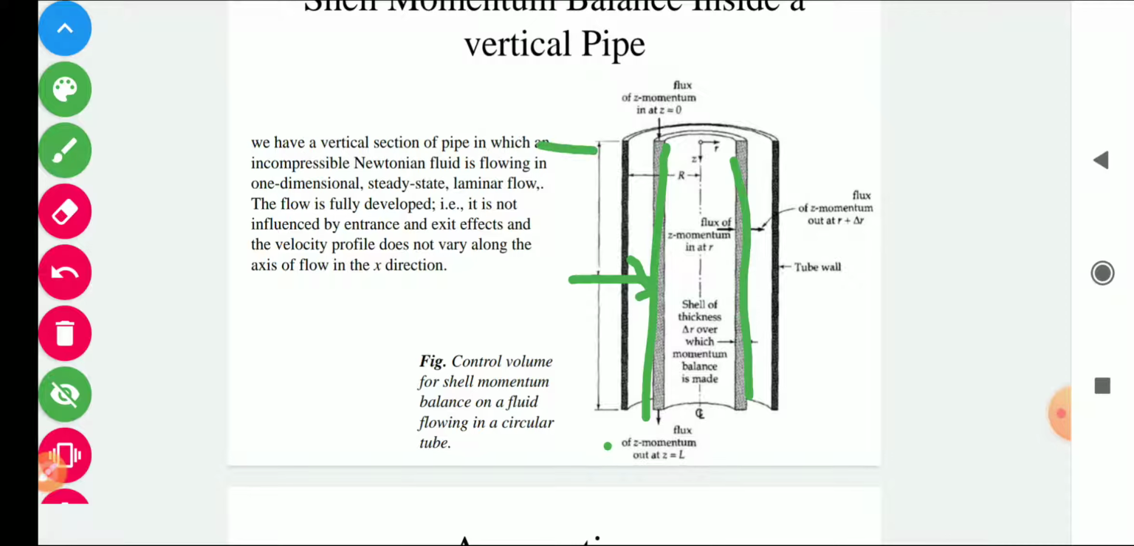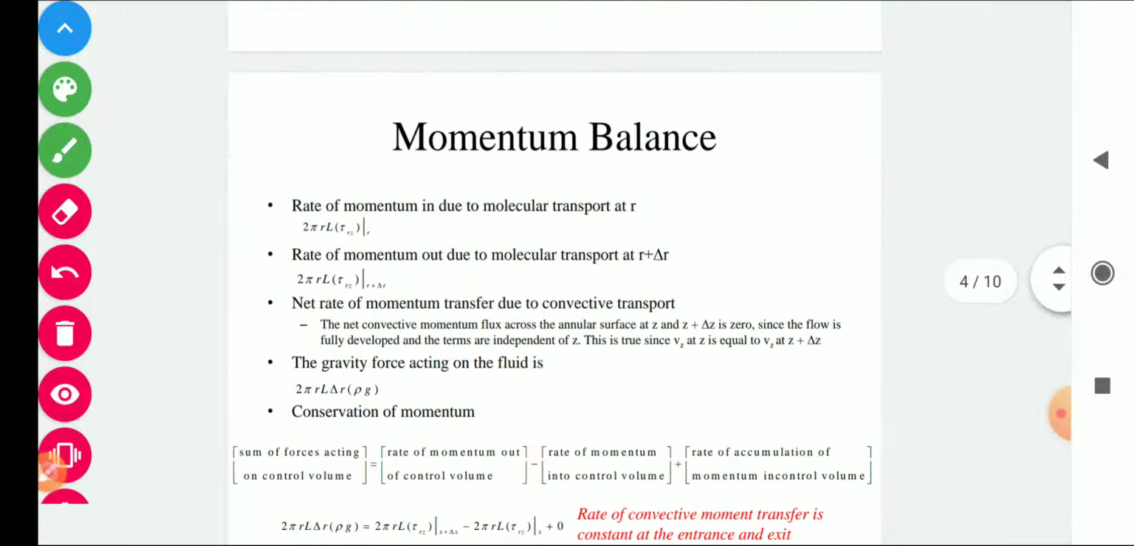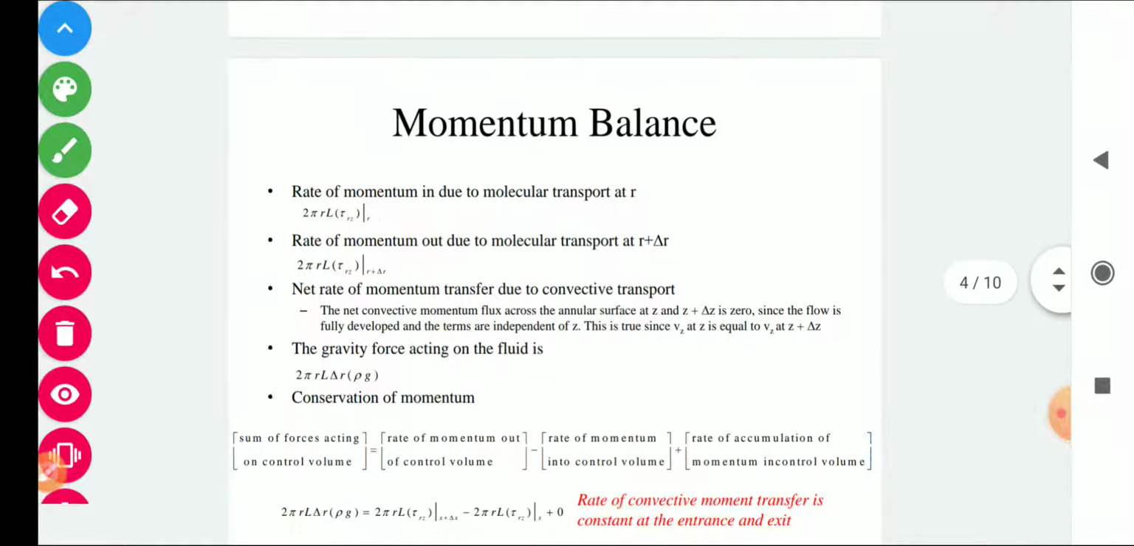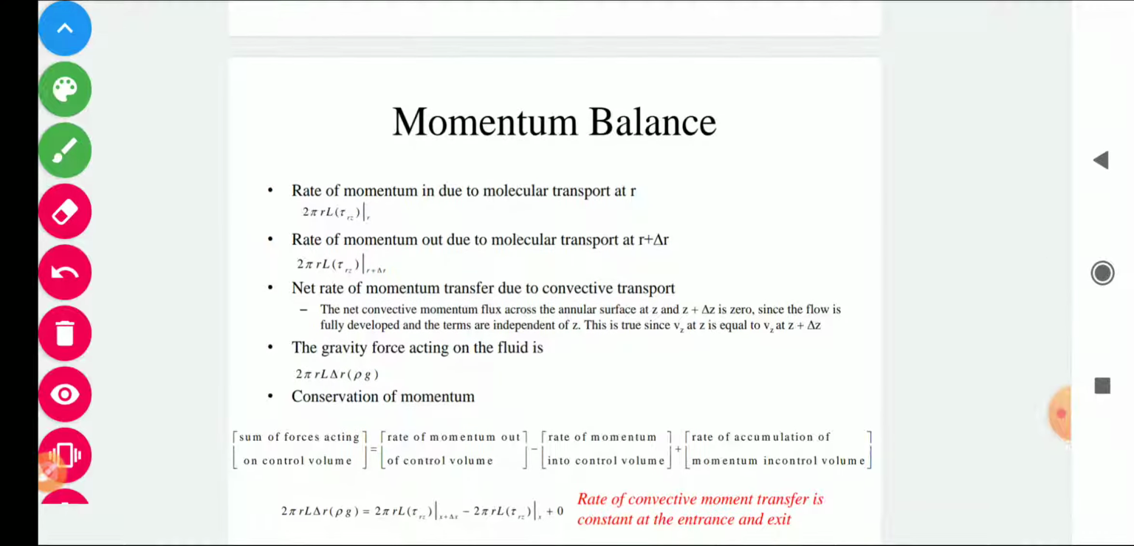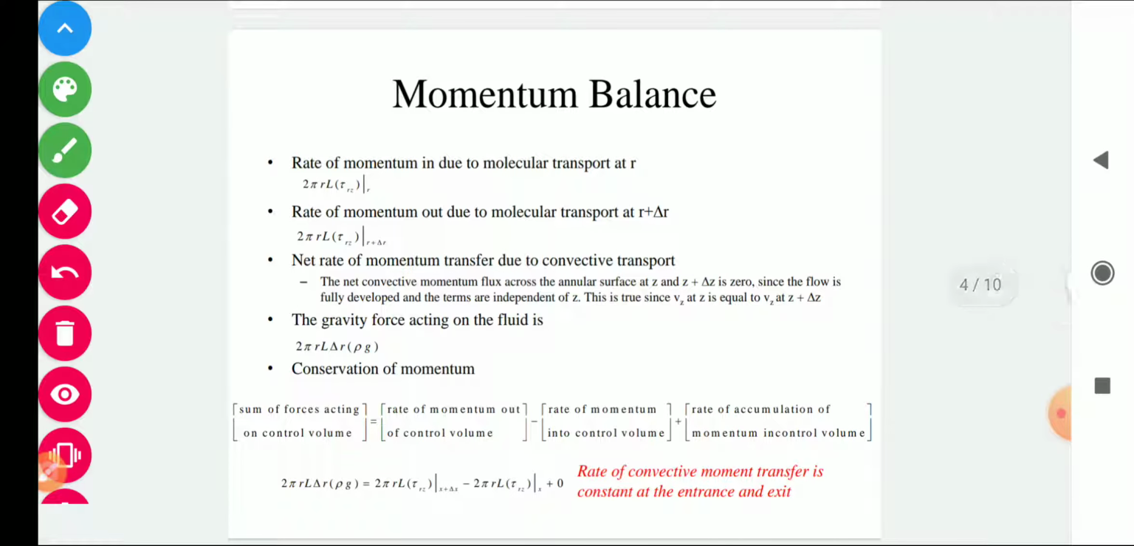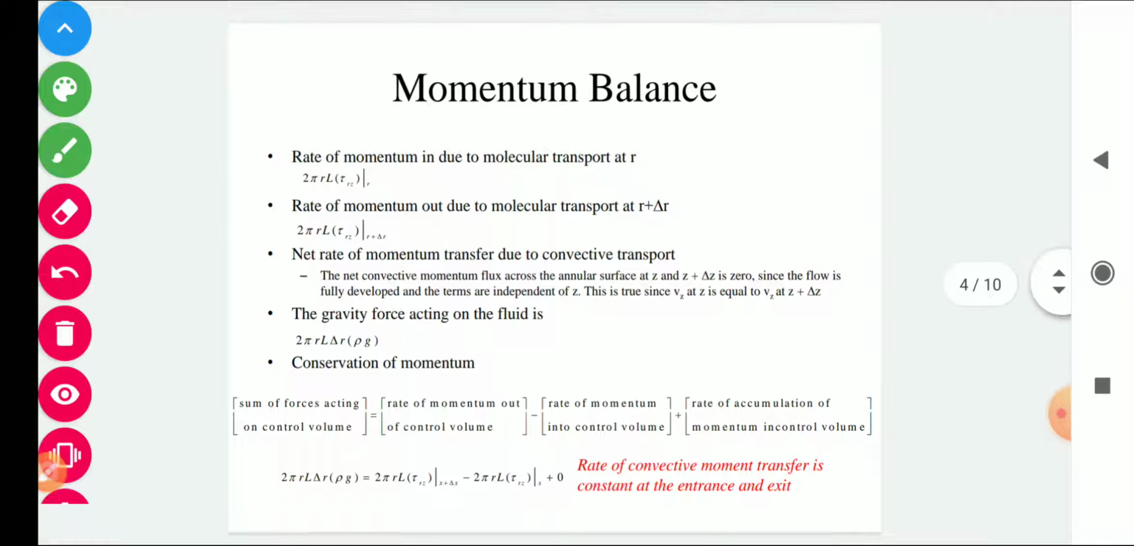This length is L, so it will give this surface area 2 pi RL. The momentum flux is 2 pi R times tau Rx. Similarly, the rate of momentum out due to molecular transport at R plus delta R will be equal to 2 pi RL tau RZ at R plus delta R.